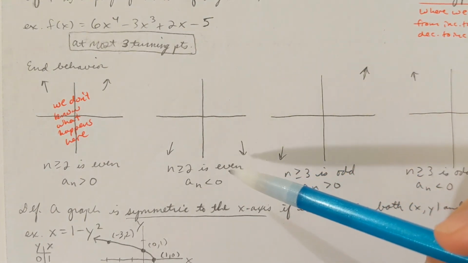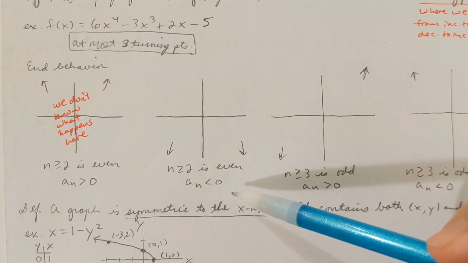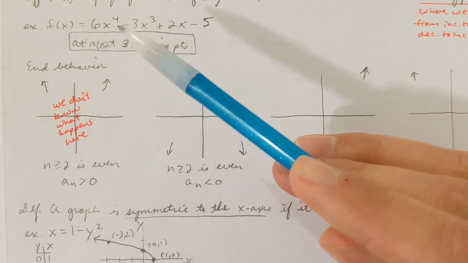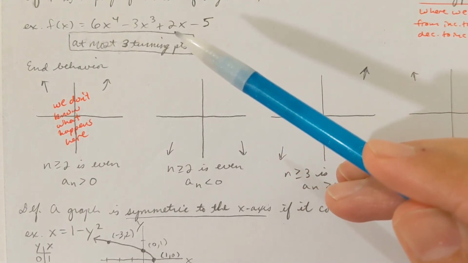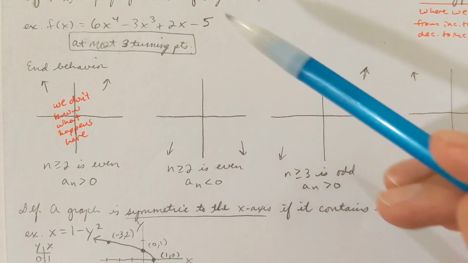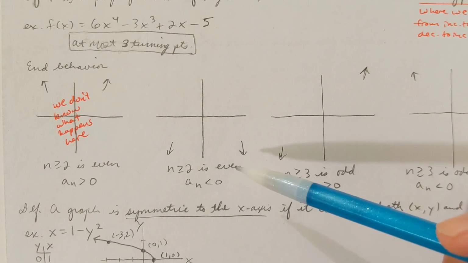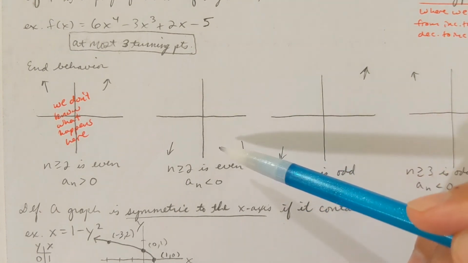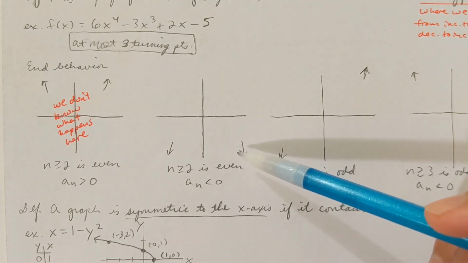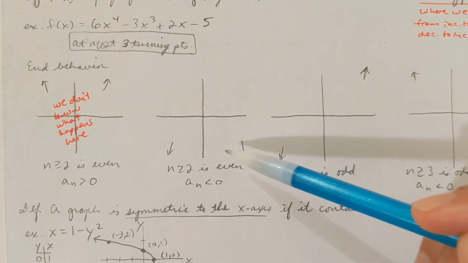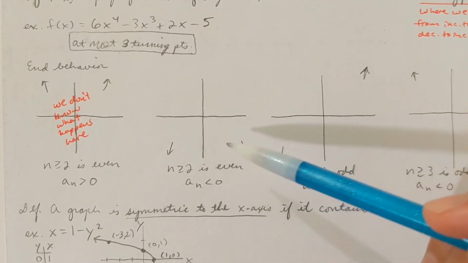If n is greater than or equal to 2, and that's even, and a sub n is less than 0, then I have a negative in front of a term whose degree is some even number. And that's going to mean that I'll have a reflection about the x-axis, and therefore I'll have something that's going to be facing down on both ends.